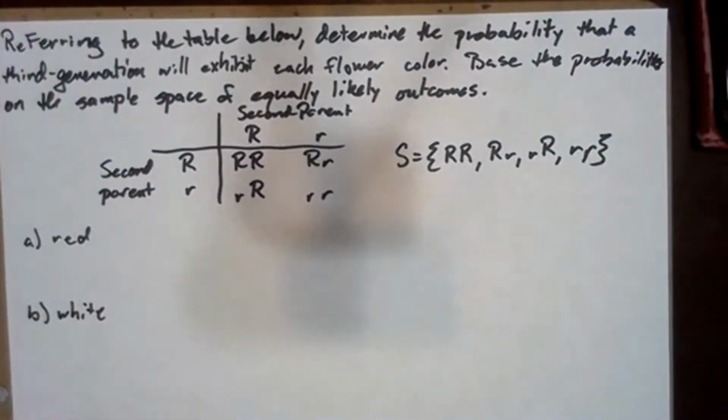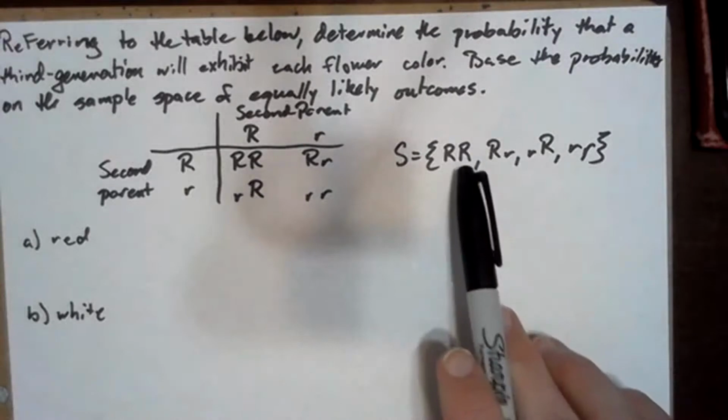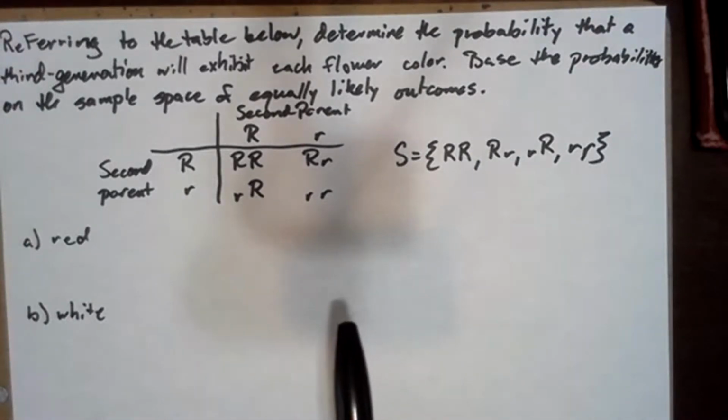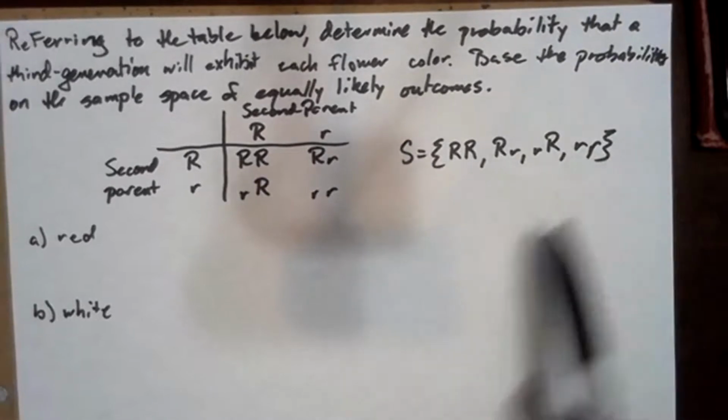Referring to the table below, determine the probability that a third generation will exhibit each flower color. Base the probabilities on the sample space of equally likely outcomes. So here we are asked, generation will exhibit each flower color. Okay, so these are our equally likely outcomes.